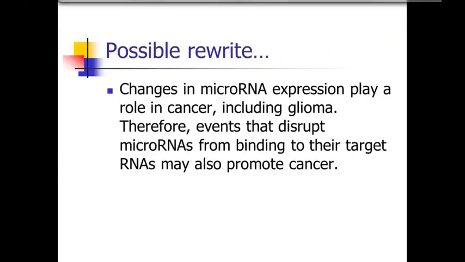So I took that passage and I rewrote it, kind of trying to fix some of these issues that I just pointed out to you. And I'll tell you, I did not have the author sitting right next to me while I was doing this edit, so I'm not 100% sure that I've completely represented what they were trying to say, but I think I've got the general idea. So the rewrite says, changes in microRNA expression play a role in cancer, including glioma. Therefore, events that disrupt microRNAs from binding to their target RNAs may also promote cancer. And I think that's just a lot easier to understand. I fixed a lot of those issues that I talked about earlier, and notice how much shorter that second passage is than the original.